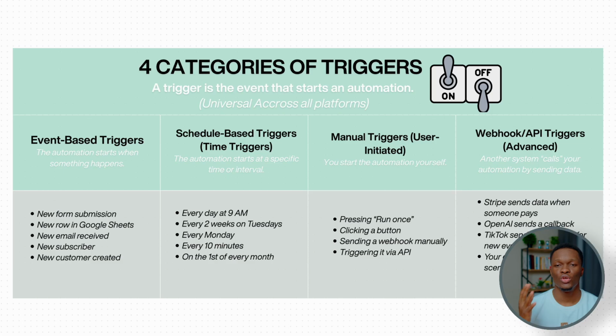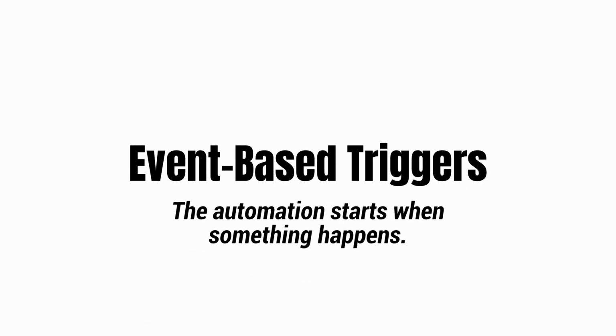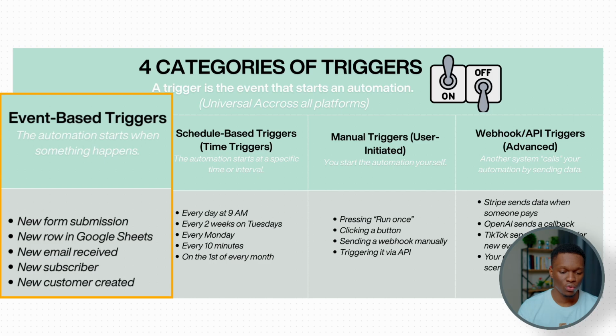All right, let's now dive deeper into each part of an automation and break it down step by step. The trigger is basically the event that starts an automation, and we have 4 main categories of triggers. So we have the first one being event-based triggers. So the automation starts when something happens, something like a new form submission, a new row added in a Google Sheet, a new email received.